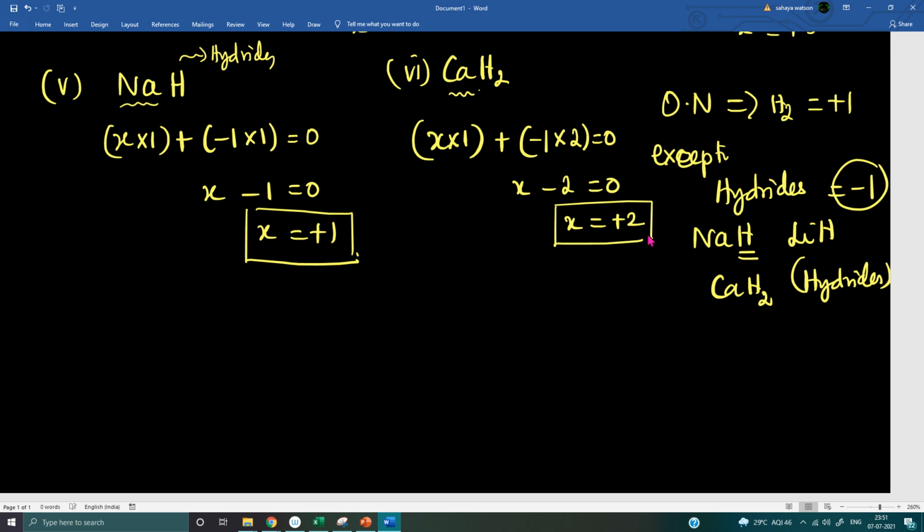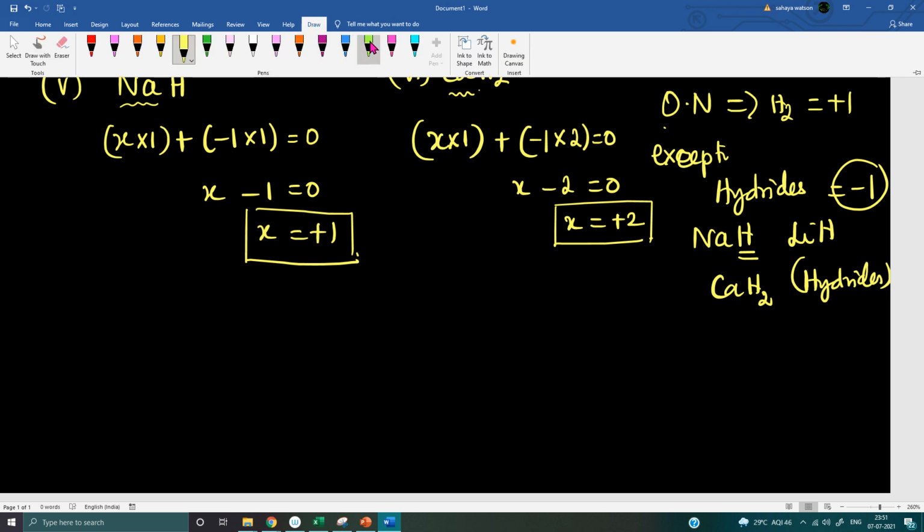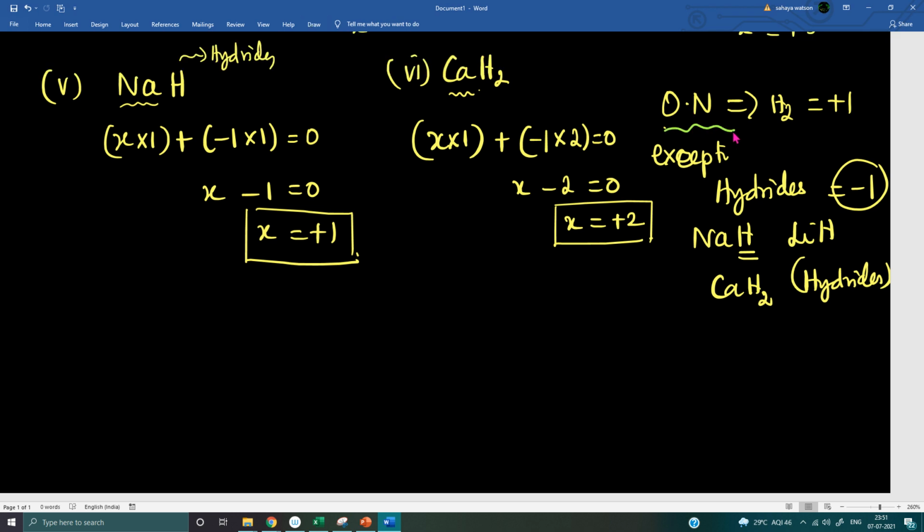So in all the compounds, the oxidation number for hydrogen is -1. For all the compounds, the oxidation number for hydrogen is -1, except hydrides. I'm sorry, the oxidation number of hydrogen in all the compounds is +1, except hydrides it is -1. Okay, next I am moving to the oxygen.